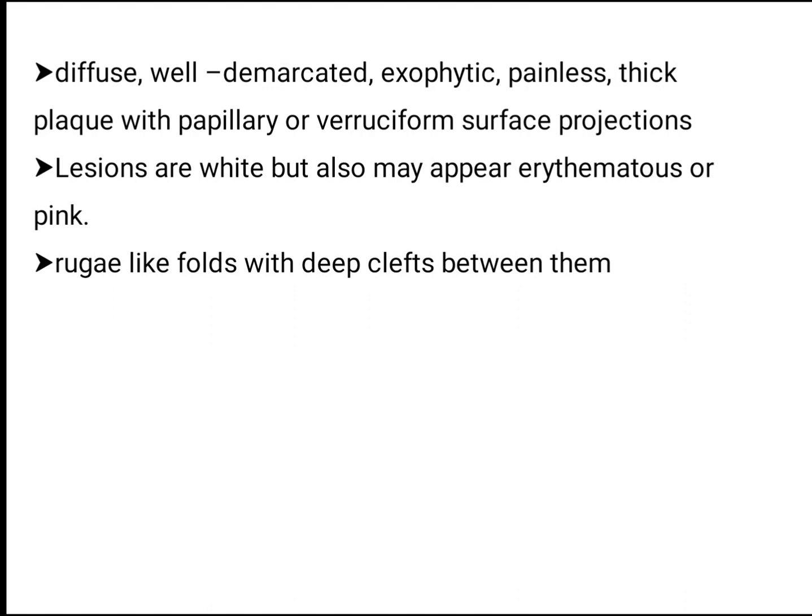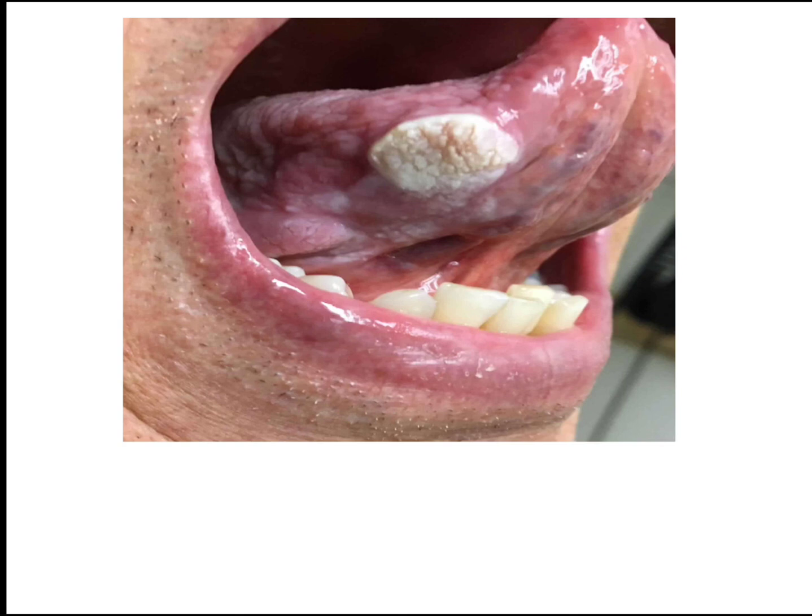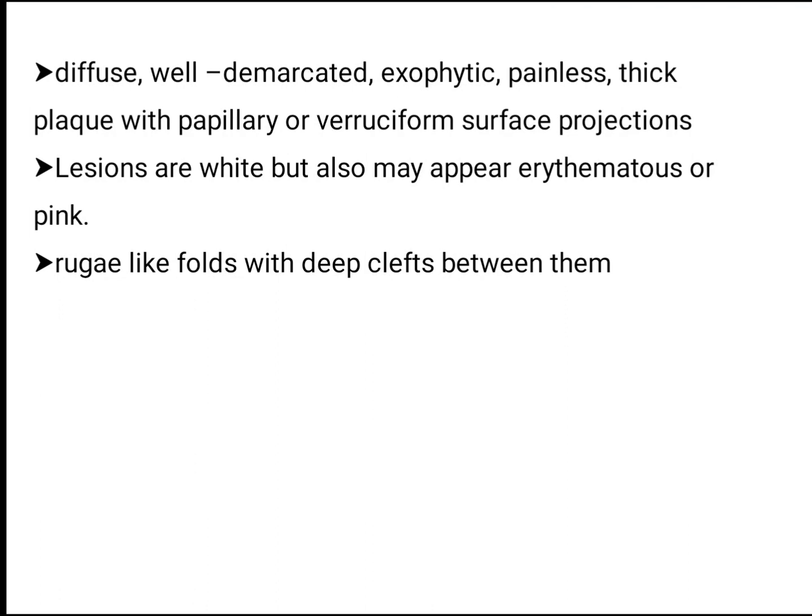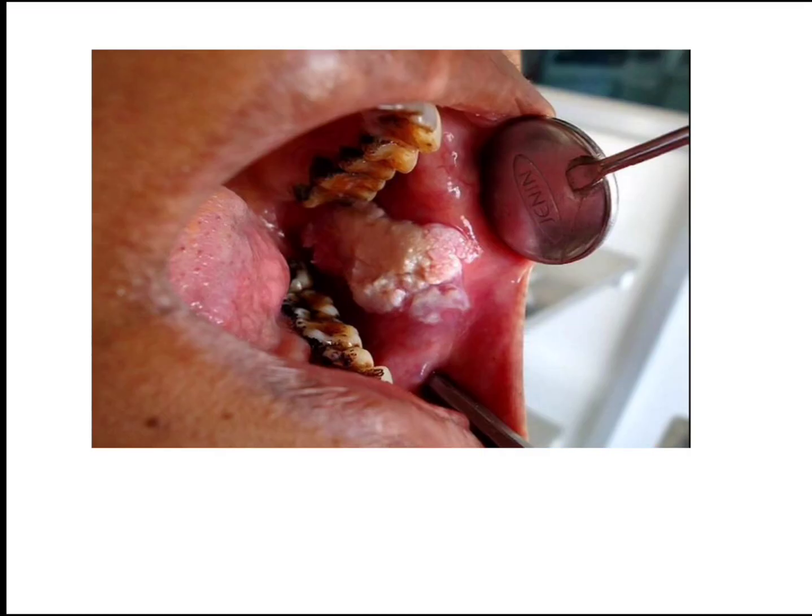These lesions are white but they may also appear erythematous or pink, so sometimes erythematous or pinkish areas can be seen. Another feature is rugae-like folds with deep clefts in between them. We will see the clefts present between these papillary surfaces. In another picture we can see verrucous carcinoma occurring on the buccal mucosa. Here also we can see a cauliflower-like appearance and exophytic papillary growth.